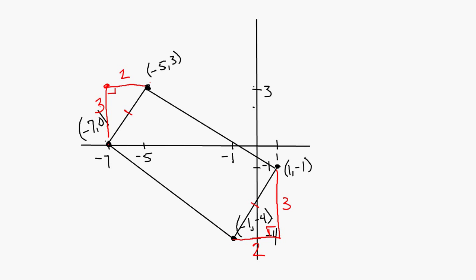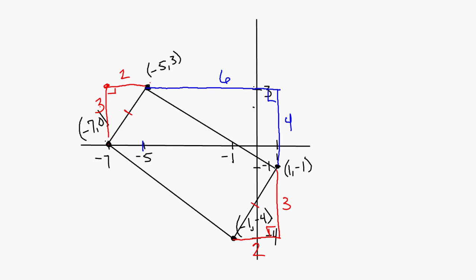Now, do the same thing on the top and the bottom. Turn this into a right triangle here. Here's your horizontal, and here's your vertical. What's your horizontal change? You're going from negative 5 to 1, aren't you? So that's a 6 change. What's your vertical change? Going from 3 to negative 1, so 4.